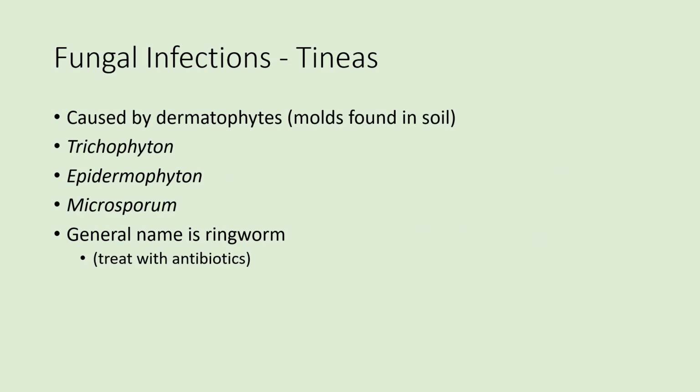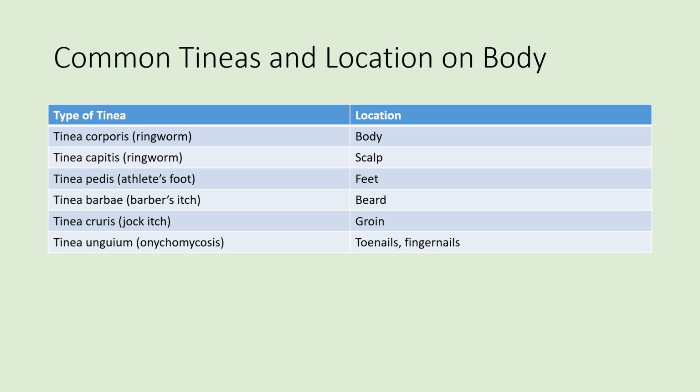So when we look at the fungal infections, the first one we look at is caused by Tinea. What is the disease Tinea? It's caused by certain molds found in the soil that are referred to as dermatophytes. The species are Trichophyton, Epidermophyton, and Microsporum. The general name for Tinea is ringworm. You can treat this with antifungal drugs.